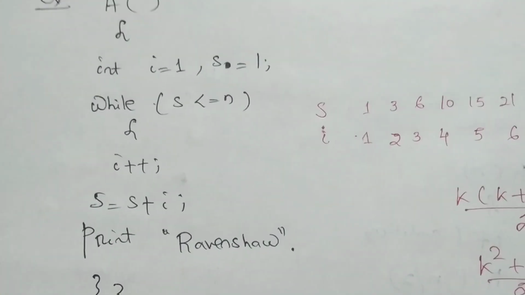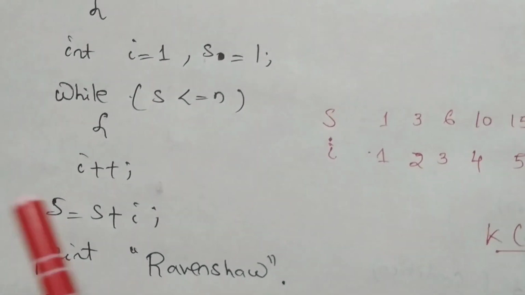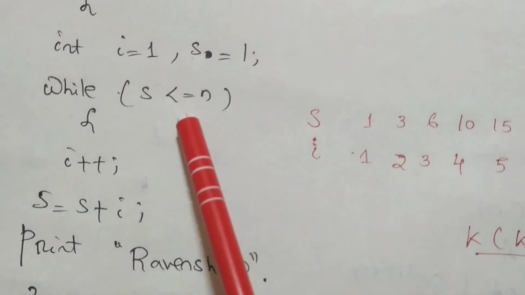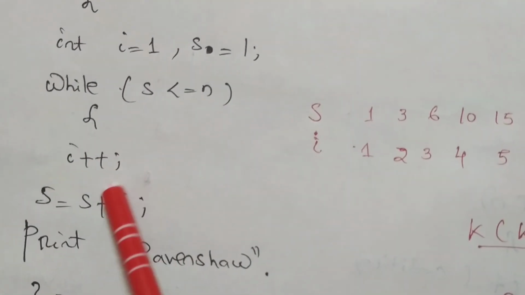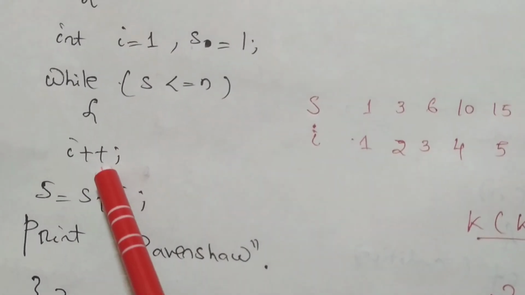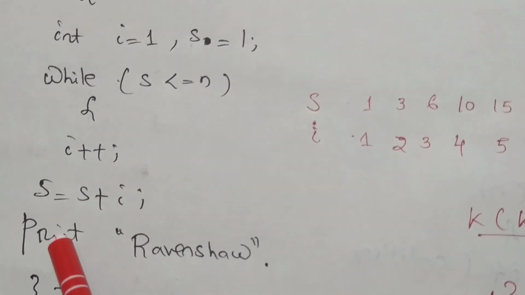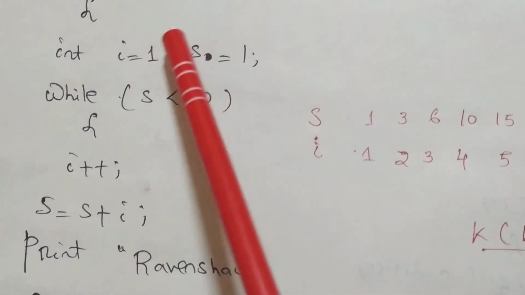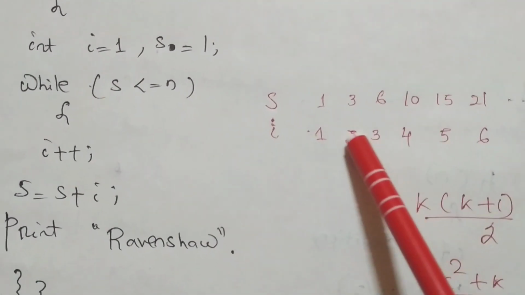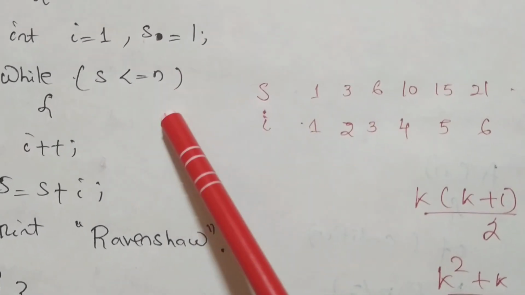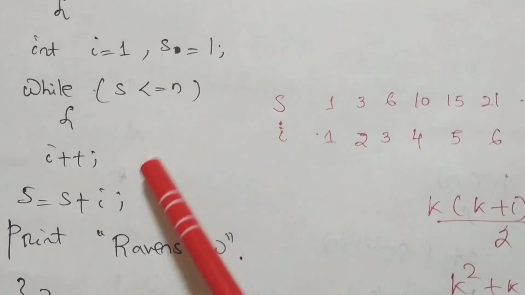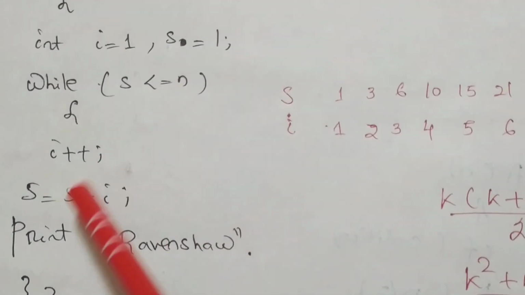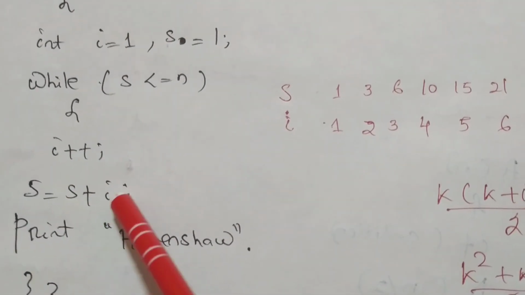So see another example. Here we have taken i equal to 1, s equal to 1, while s less than or equal to n, we are increasing i plus plus, i equal to i plus 1. Then we are writing s equal to s plus i. So print Revensa. Okay. So here what happens? If we take n as 5 or 6, whatever, first it is incrementing the loop counter, then we are adding the values.